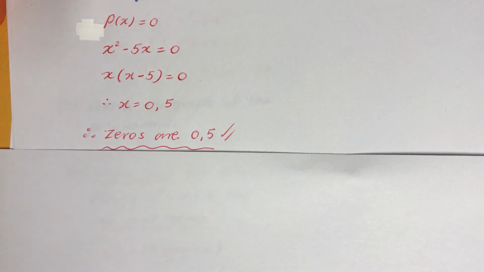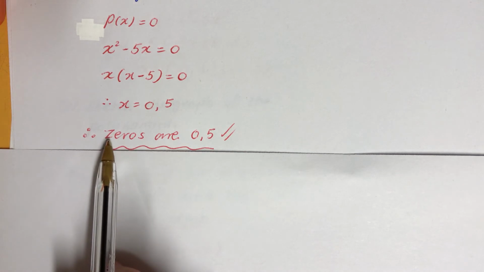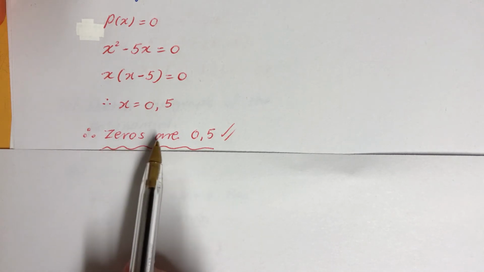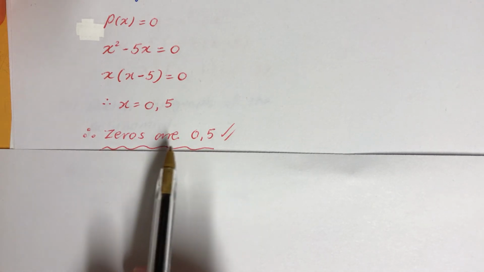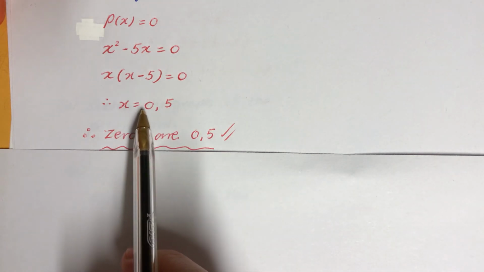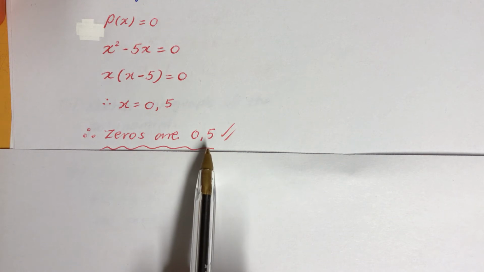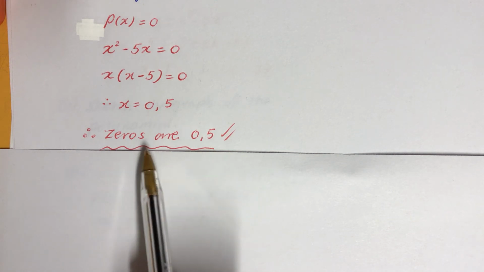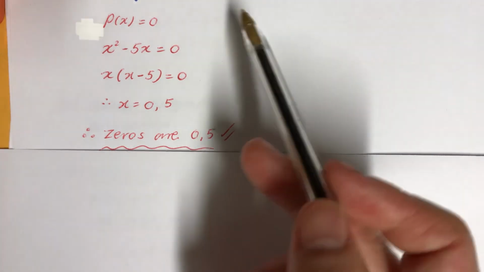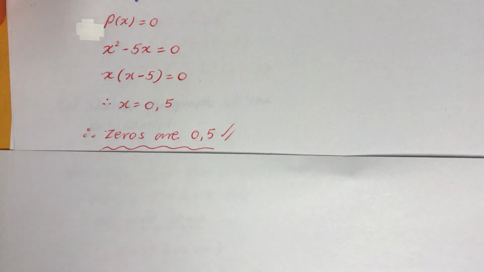Okay, so don't forget to write your answer in terms of what the question mentioned. It is okay to write x equals 0, 5, but a proper way is actually answering the question, using the term from the question itself. So zeros are 0 and 5. So roots are 0 and 5.